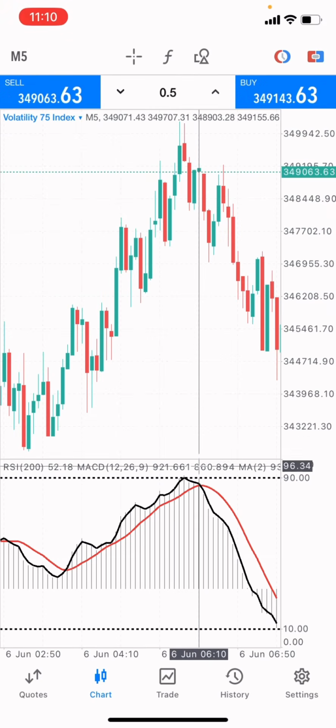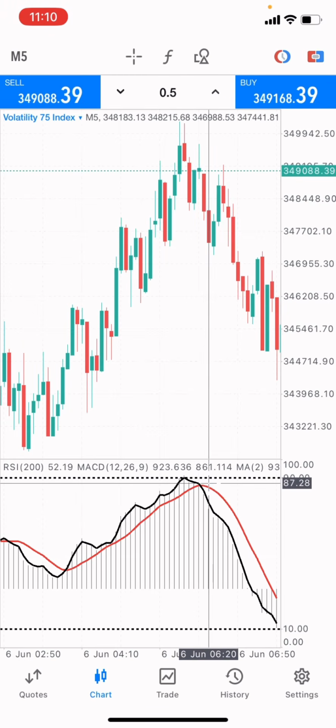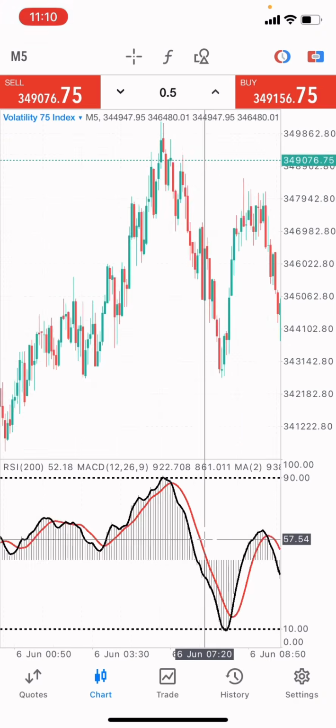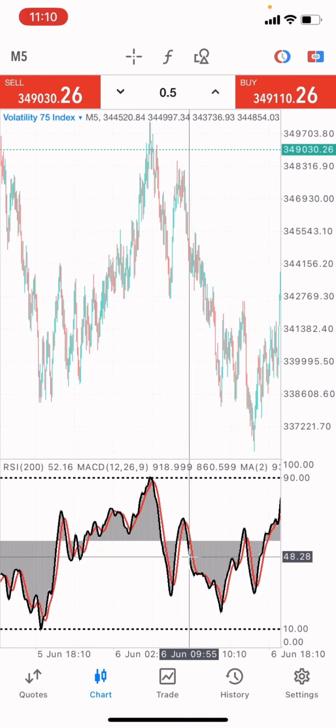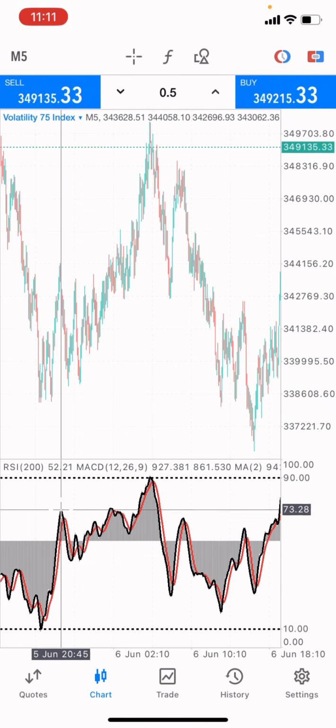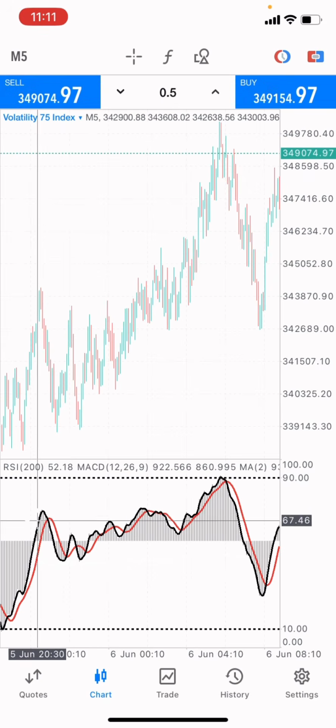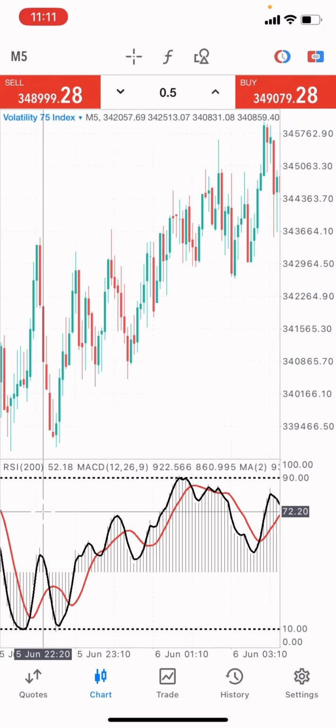You see at this very point right here, you take 1, you take 2 candles, you sell at that very point. Now you need to be patient. You can see right here from this trend, it didn't reach the level 90, as you can see.